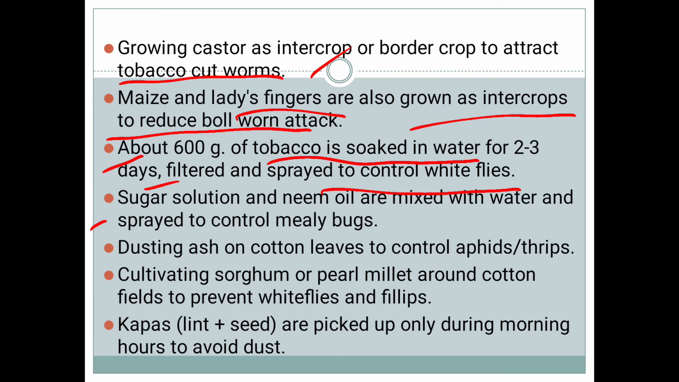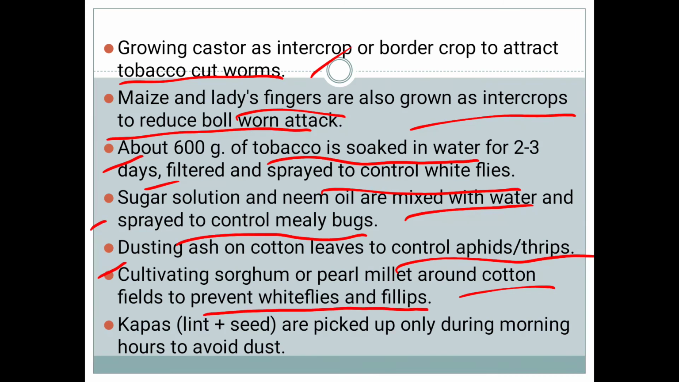Then sugar solution and neem oil are mixed with water and sprayed to control the mealybugs. Then dusting ash on cotton leaves controls aphids or thrips. Cultivating sorghum or pearl millet around the cotton field prevents whiteflies and thrips. Kapas, the cotton seeds, are picked only during the morning hours to avoid dust.